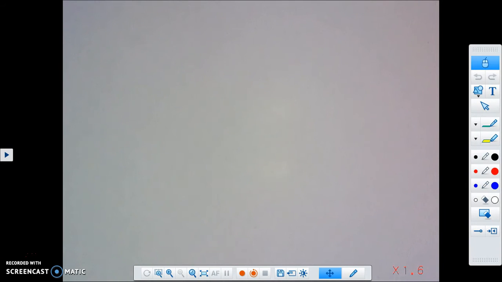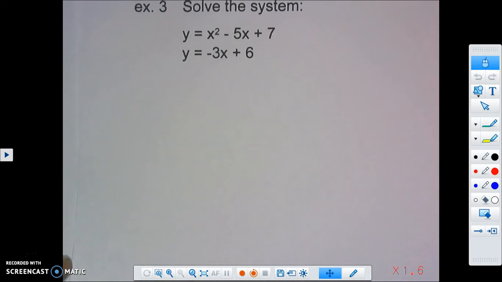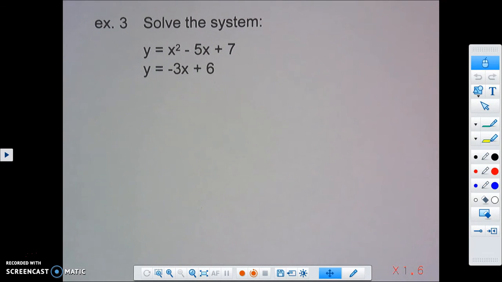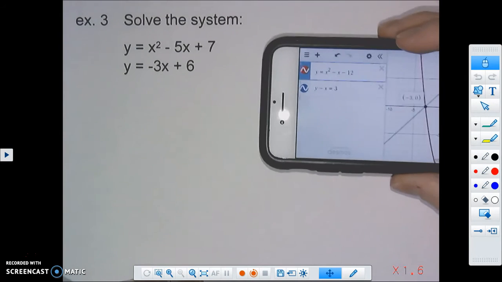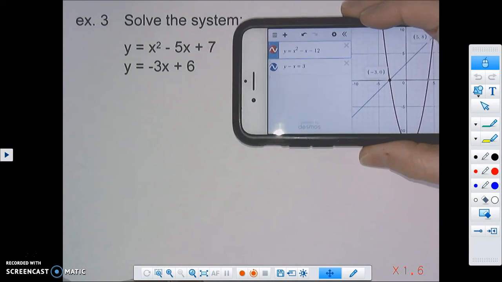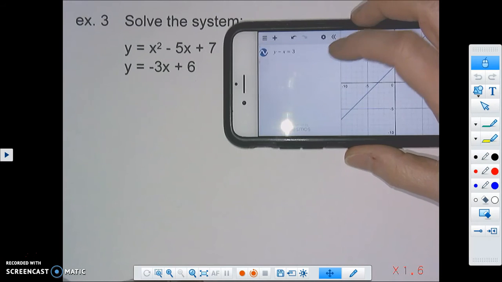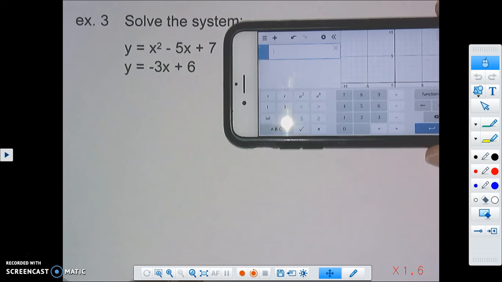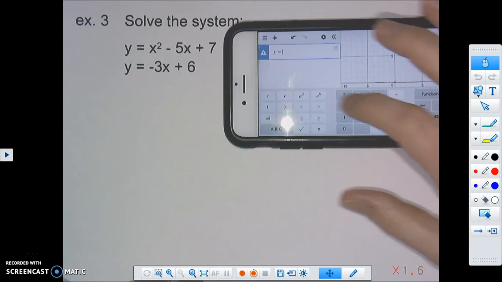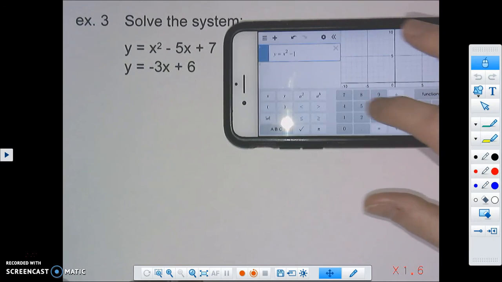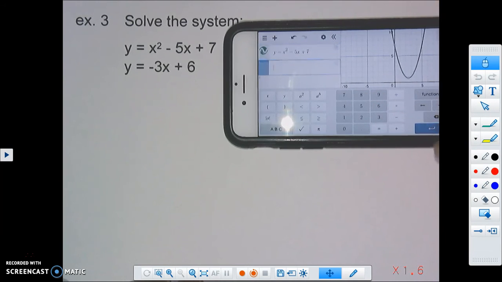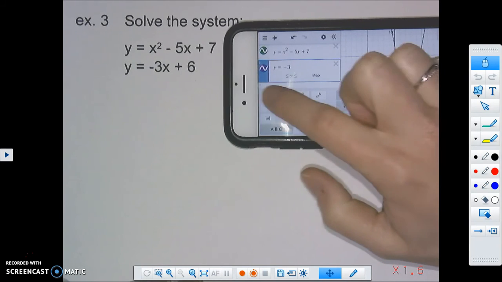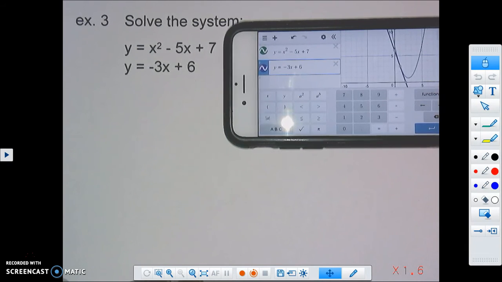We'll look at one more here. We have the system of y equals x squared minus 5x plus 7, and y equals negative 3x plus 6. Again, we're going to delete everything that we had in there before and type in our new system. So we have y equals x squared minus 5x plus 7, and y equals negative 3x plus 6.